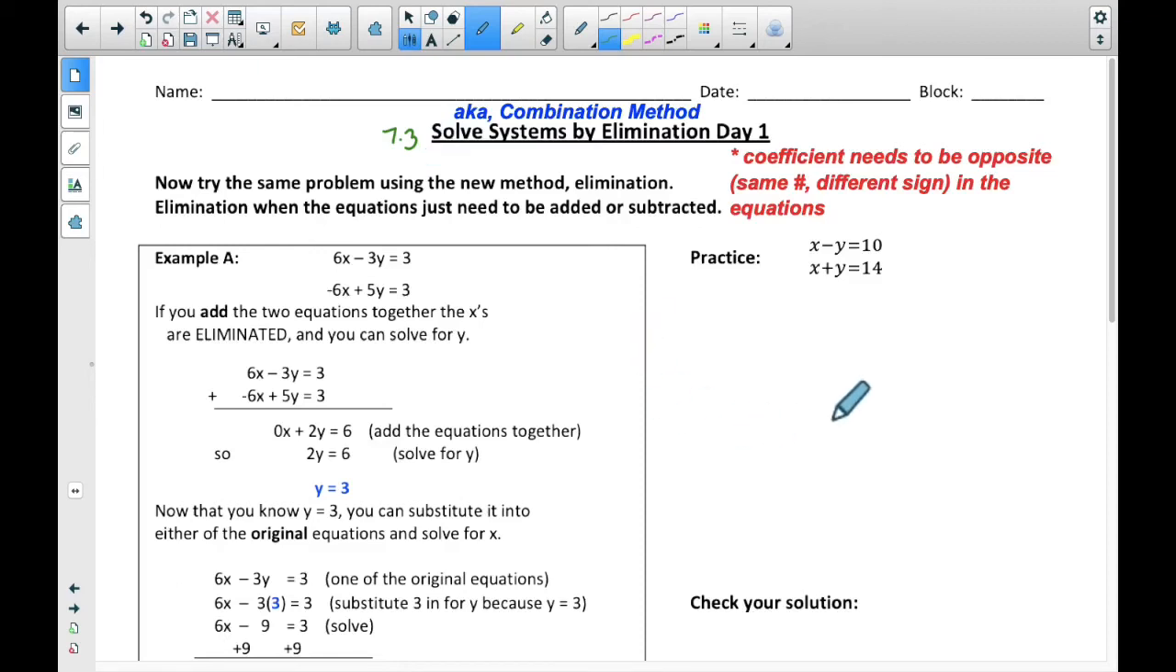Hi everybody, this video today is going to talk about lesson 7.3, which is solving systems by elimination. So once again, we have over here on the left an example worked out, but I'm going to do the example on the right and kind of talk through as I go.